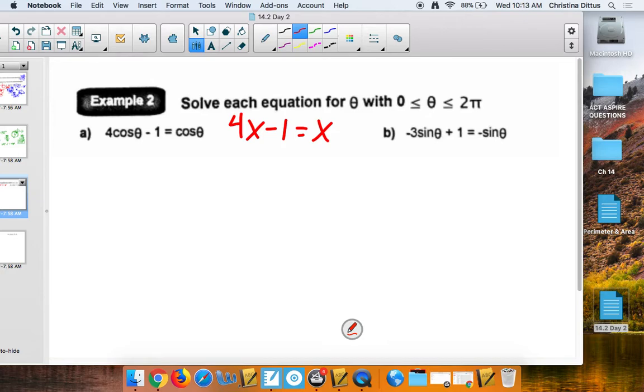Kind of? Okay. How would we solve this if I wanted to use the least amount of steps possible? Plus 1? No. What if I told you I want to do the other thing?